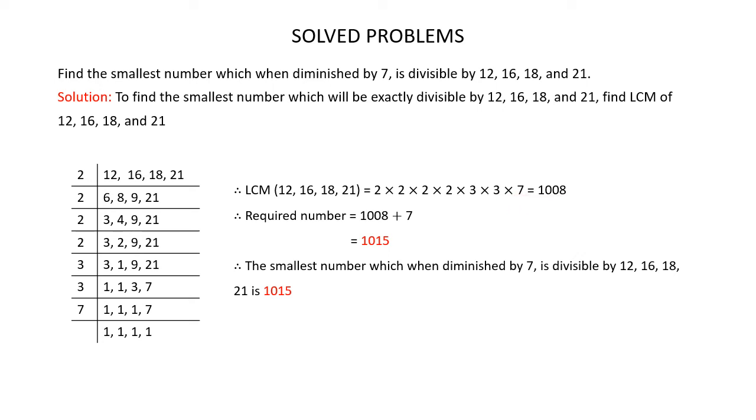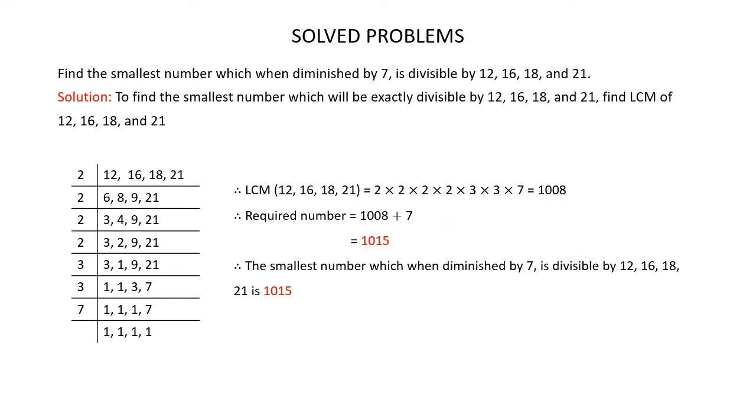Now you have to find a number from which when you subtract 7, you will get 1008. To do that, you have to add 7 to 1008. So when you add 1008 plus 7, you will get 1015. This means that when you diminish 1015 by 7, that is when you subtract 7 from 1015, you will get 1008.